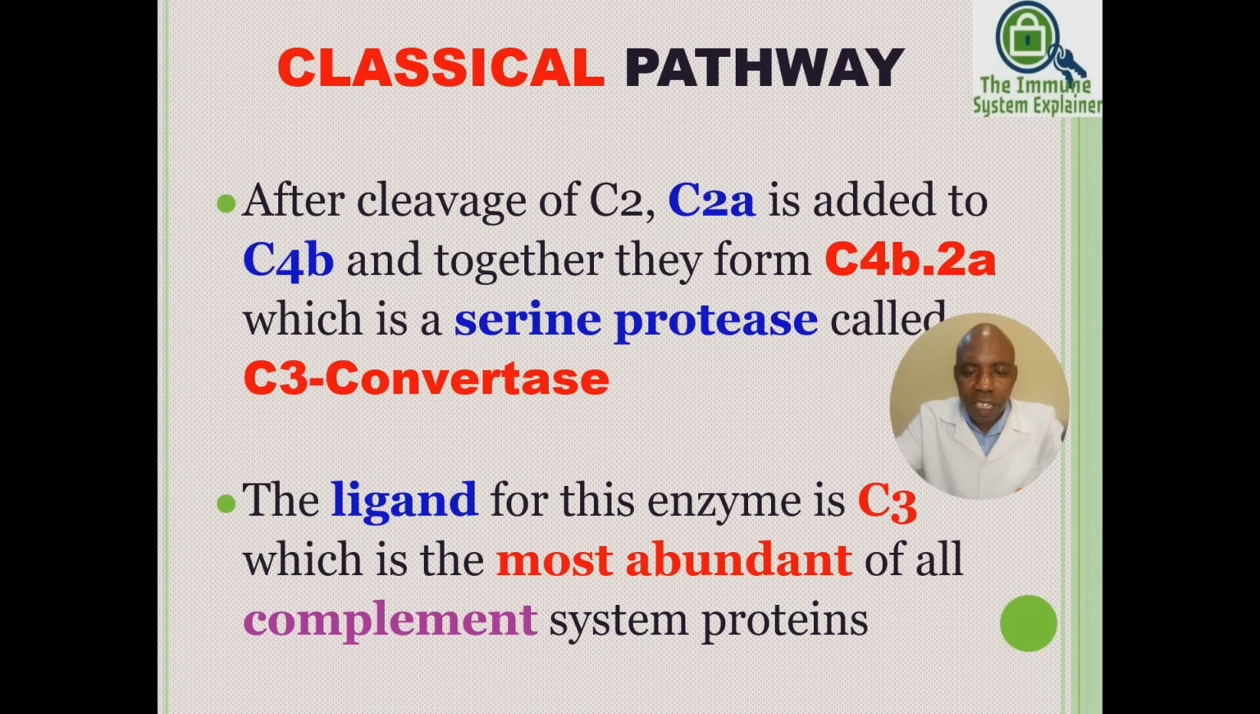We've begun to assemble the membrane attack complex by having C4b attaching to the cell wall of the microorganism. After cleavage of C2, C2a is going to be added to C4b, again covalently on the cell wall of the bacteria, and together they're going to form C4b2a, which is the serine protease called C3 convertase of the classical pathway. The ligand for this enzyme, ladies and gentlemen, is C3, and I want to mention that C3 is the most abundant protein of all the complement system proteins.